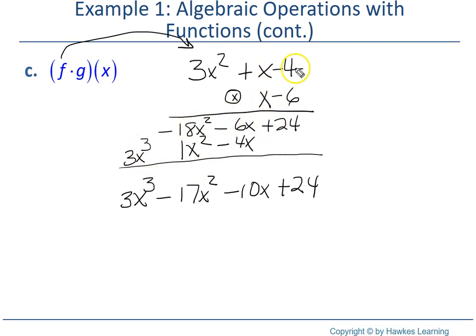Now x times -4 is -4x. X times x is x squared. And I'm putting a 1 there just for calculation purposes. And then x times 3x squared is 3x cubed. Put my line, and now I'm adding up my like terms.